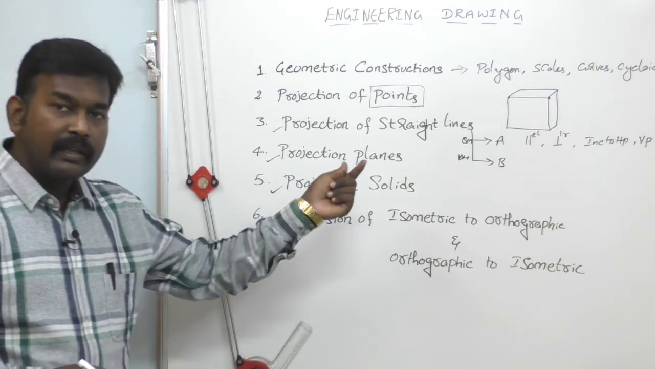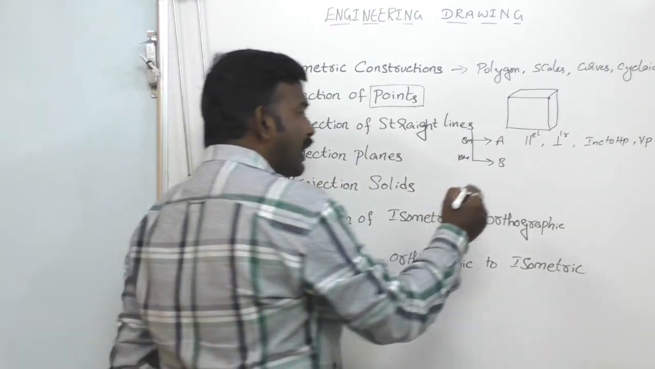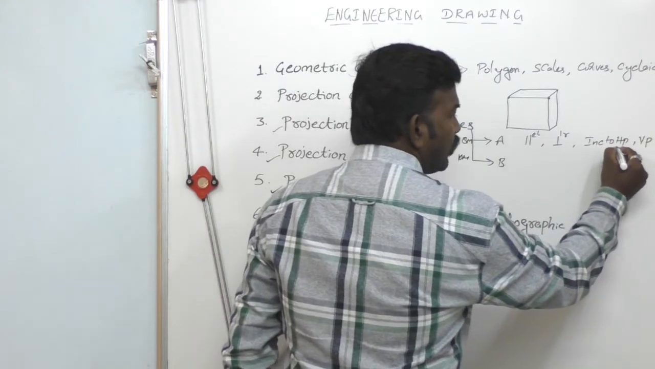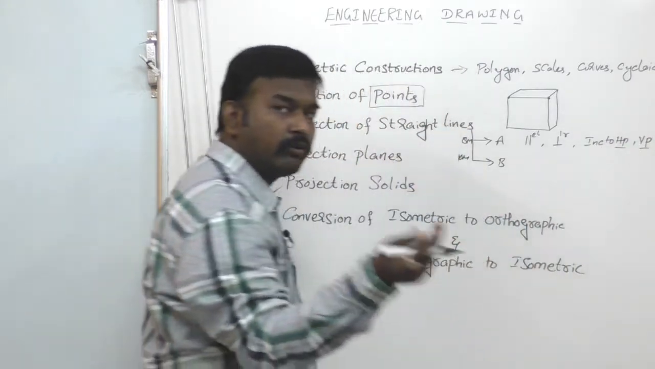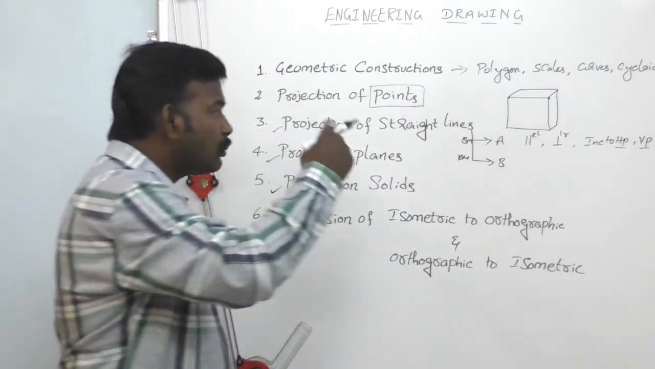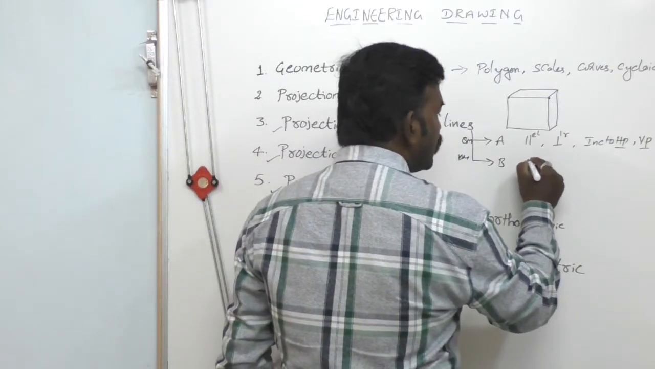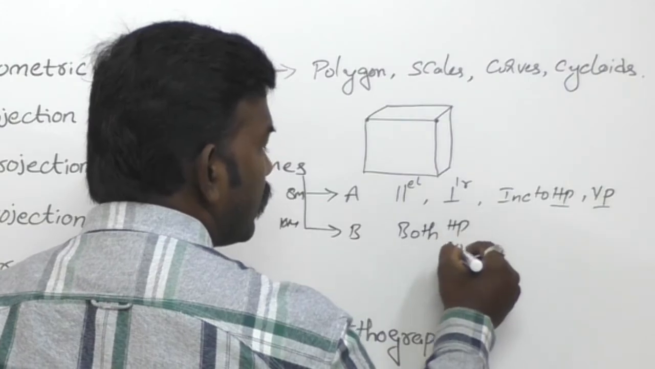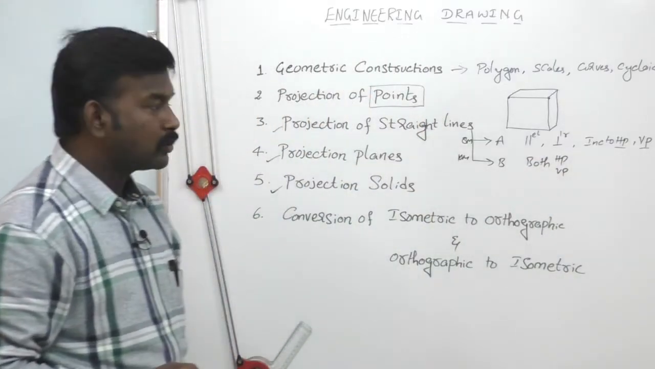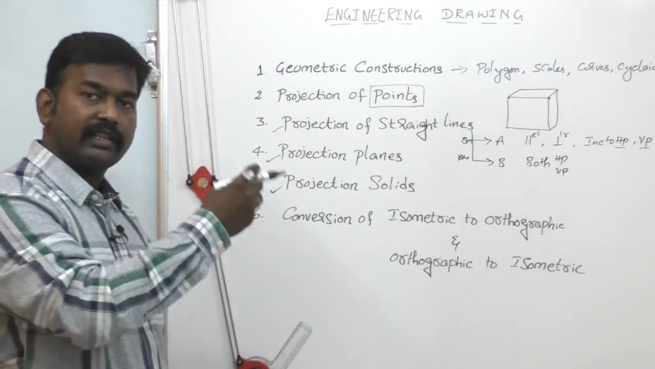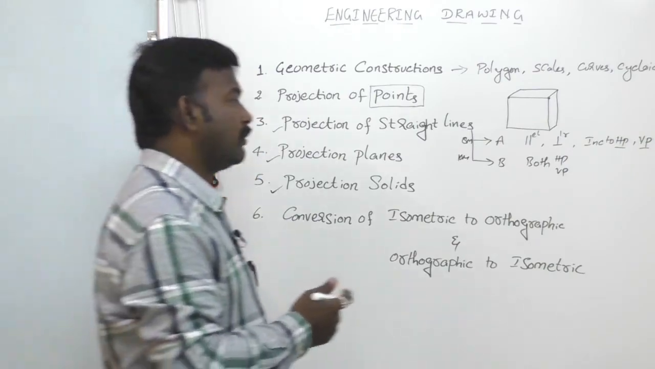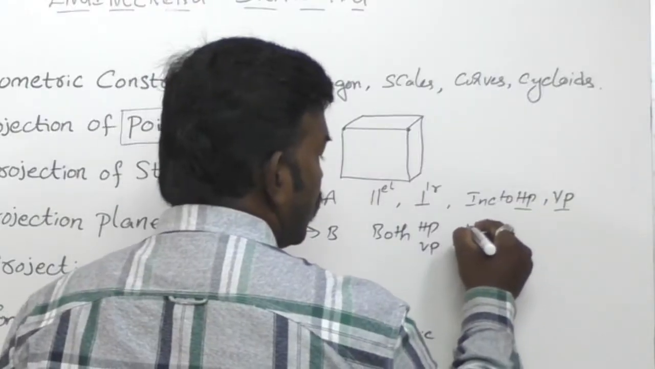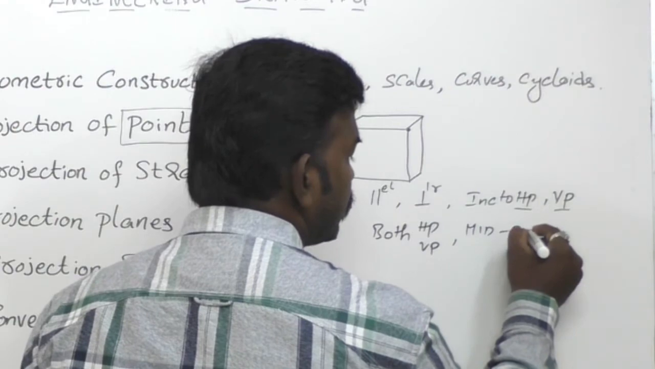And what are the topics in part B? In part B, inclined to HP and inclined to VP are covered individually. Coming to part B, the line inclined to both planes, that means both the horizontal plane and the vertical plane. And next, midpoint method.